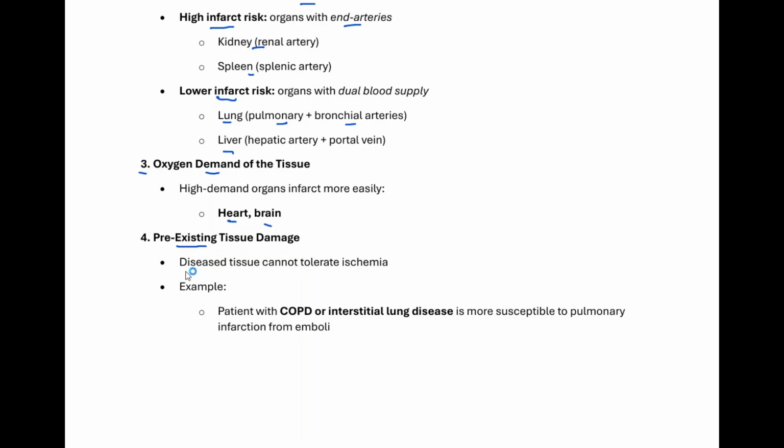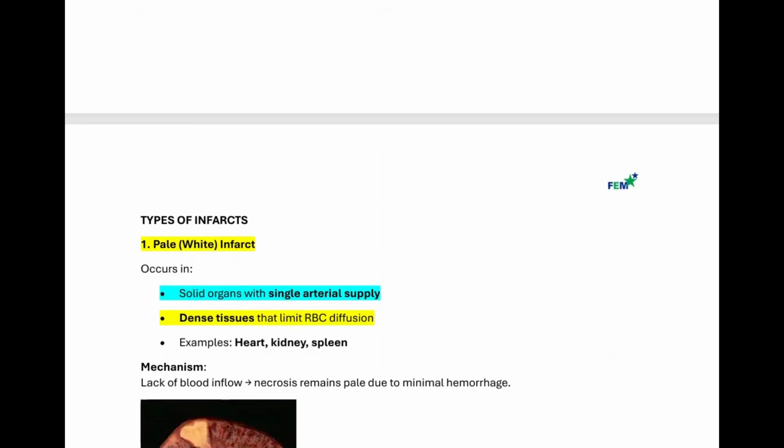So if somebody already has a tissue that has been damaged, they may not be able to tolerate ischemia very well, and that could lead to what? Infarction. A classic example is a patient who has chronic obstructive pulmonary disease like emphysema, or a patient who has interstitial lung disease that now develops pulmonary embolism, then that could lead to what? Ischemia and infarction, because those tissues have already been affected, damaged, or diseased, and they may not be able to tolerate ischemia very well, and that could lead to infarction. Guys, this is a high-yield topic today.